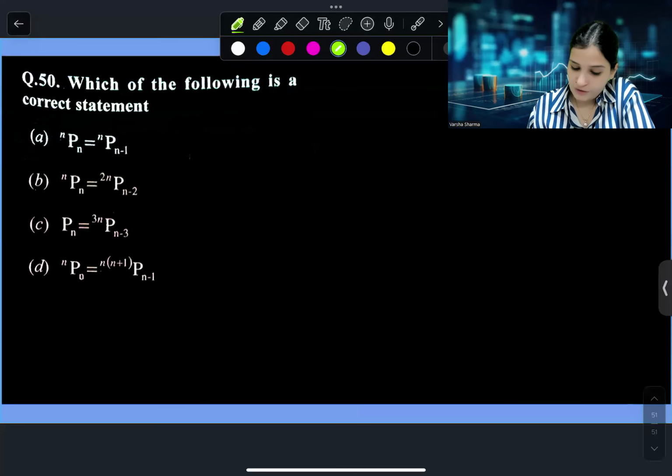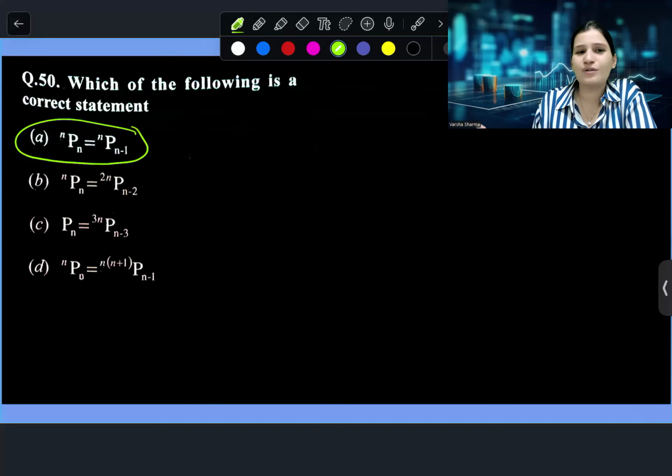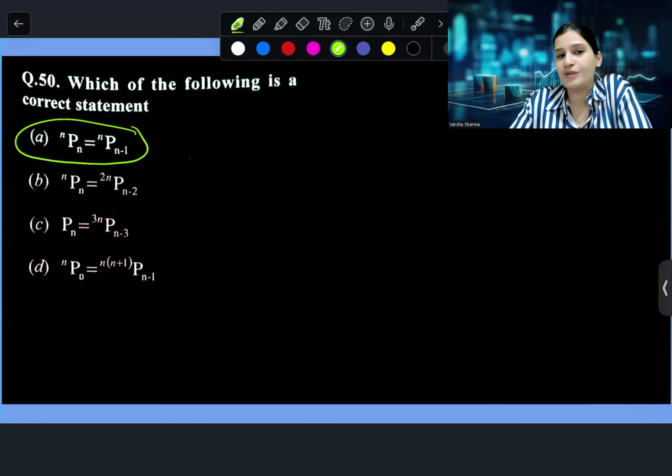Last question. Which of the following is a correct statement? Option A. You can do trial and error. Put n equal to something and you can see which one gives you the same answer. So that's the end of permutation and combination.